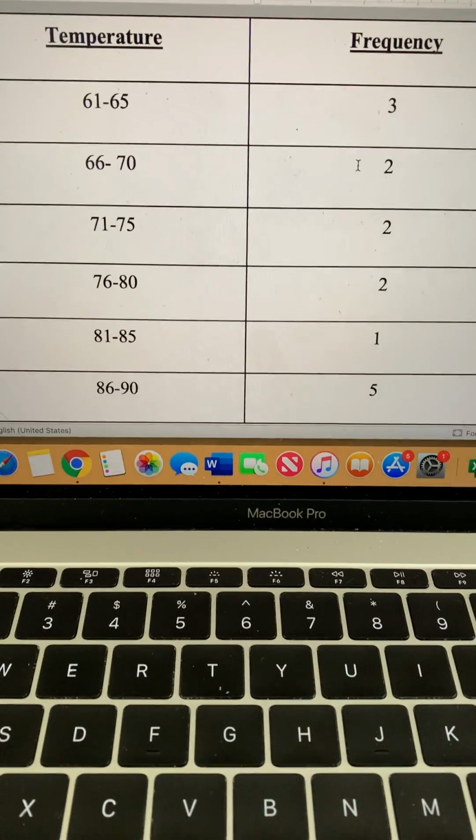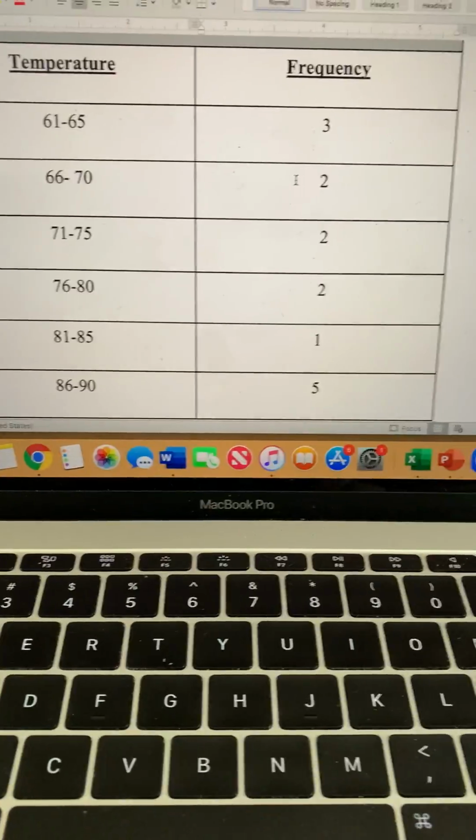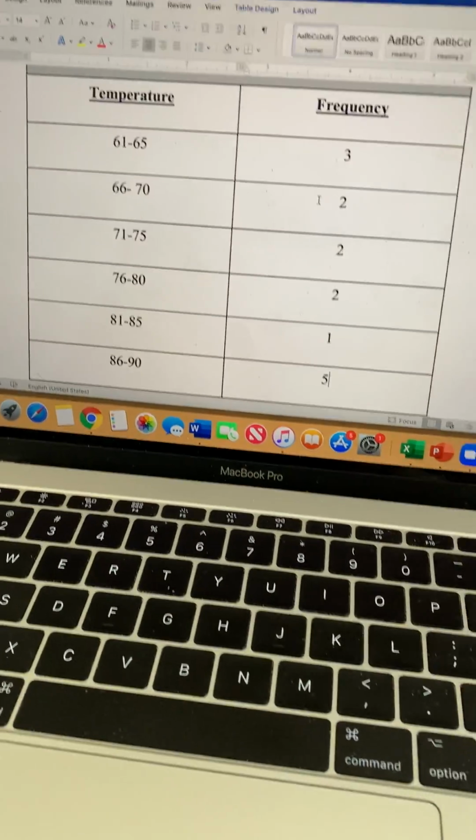Okay, team, thanks for clicking over to this video because it's a little bit different. So we've already created our frequency chart. I'm now going to show you how we would turn this into a histogram.